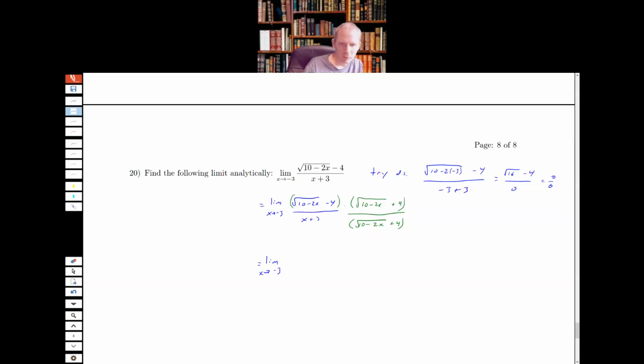In the numerator, let's multiply things out. The square root times itself, the square root will go away. Then I have plus 4 of these square roots, minus 4 of those square roots, those add to 0. And then negative 4 times positive 4 is negative 16.